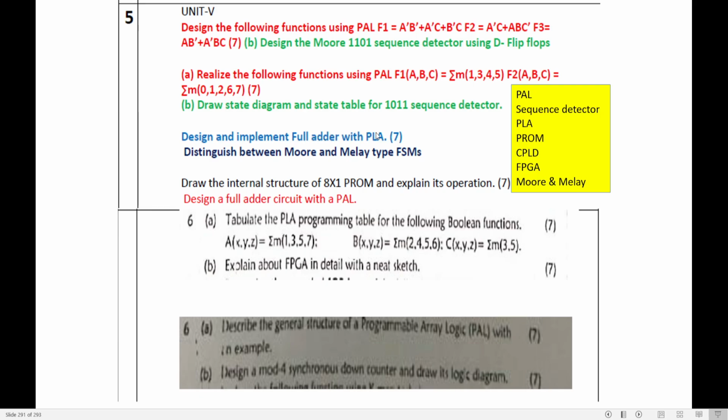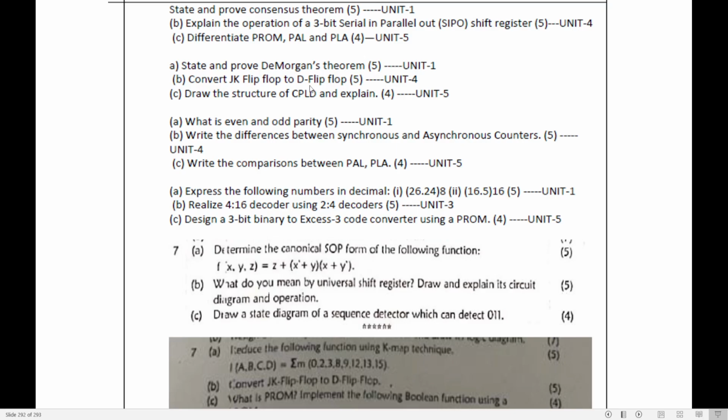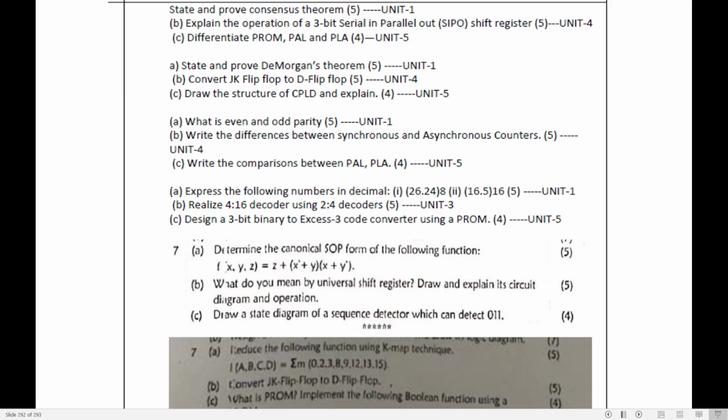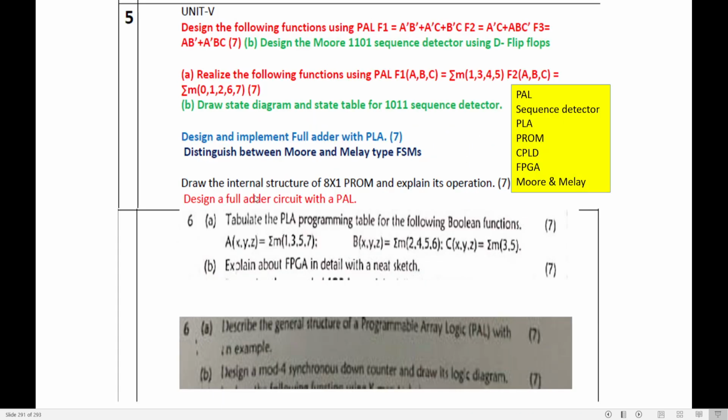Full adder with PLE, again a PLE design, and distinguish between Moore and Mealy FSMs. So this distinguish question is asked in part A. If you see, this is asked in part A as well as in part B. This is a very important question you get in part A also.